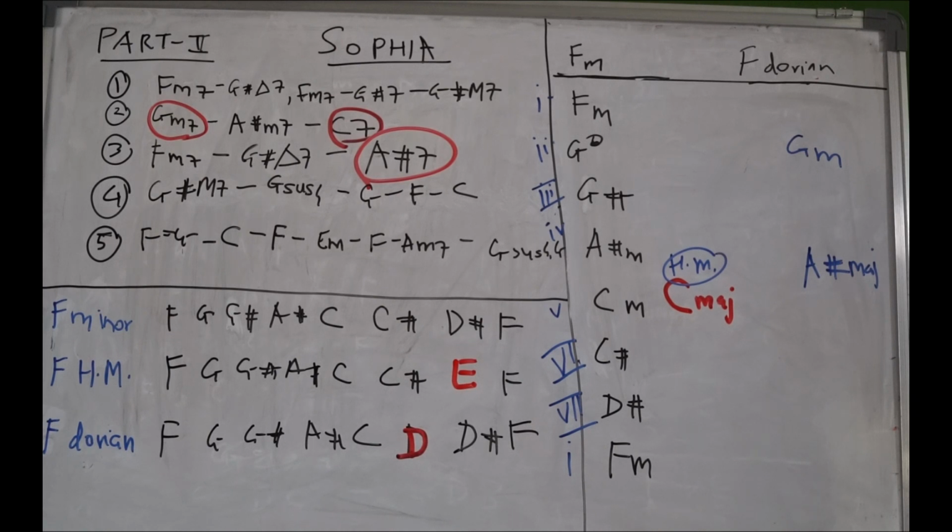They are the 1 chord and the 3 chord. And G sharp 7 is just used as a passing chord to go from F minor to G sharp major 7. Then in the second part, it goes to the G minor 7.